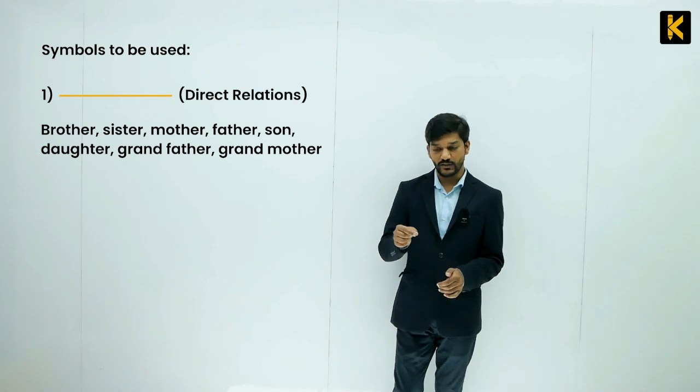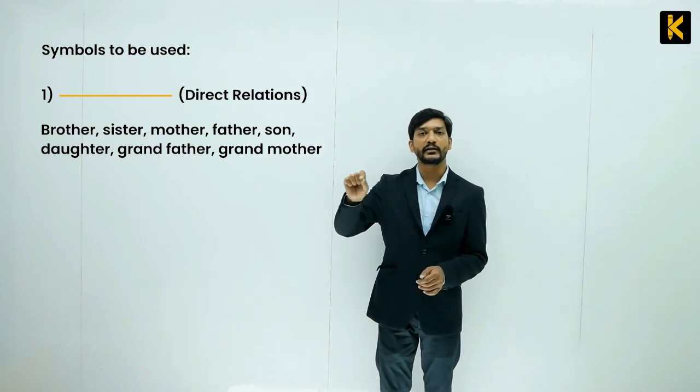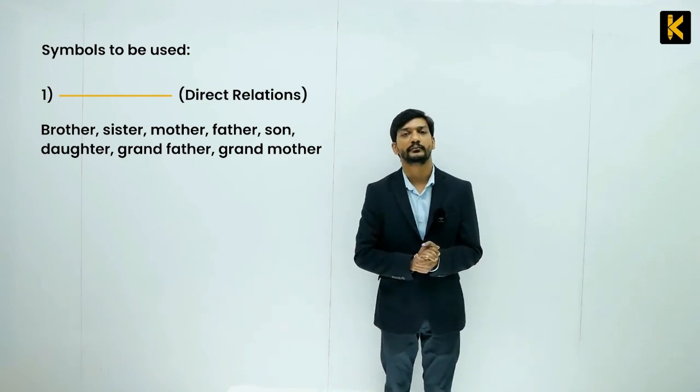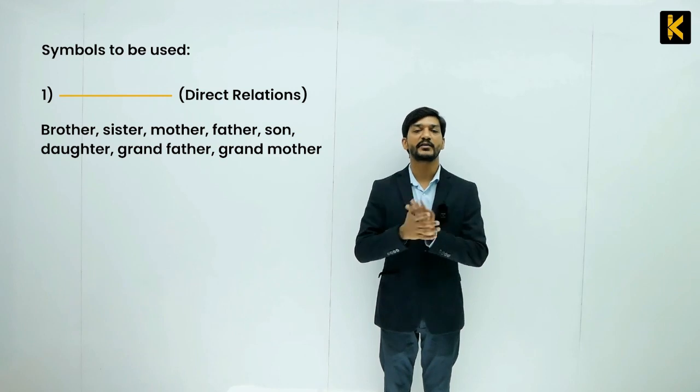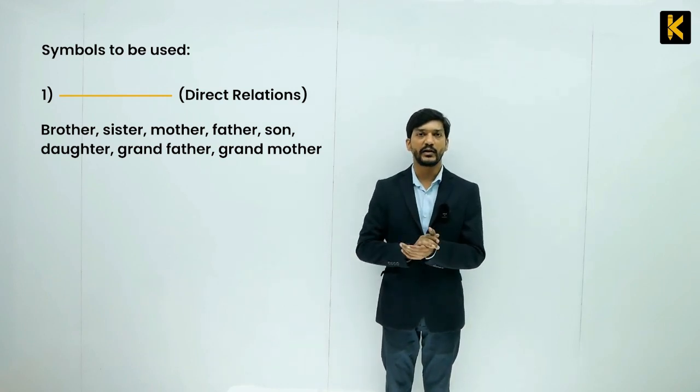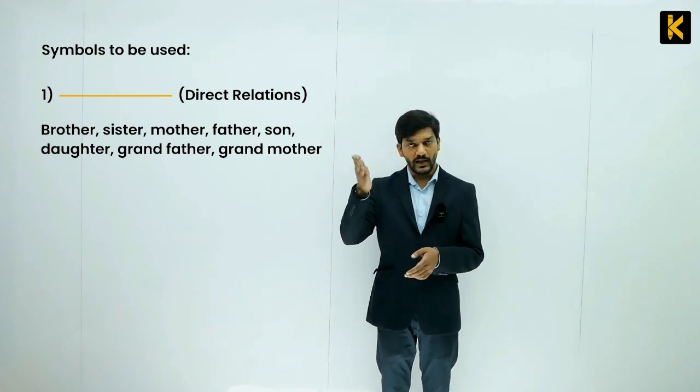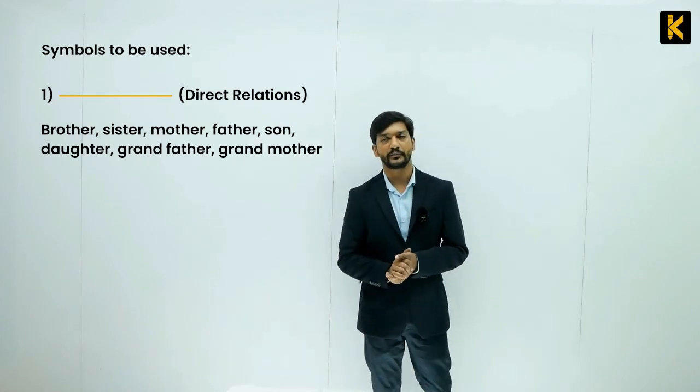The straight line, it is not like I will always draw it like this. I can draw like this also. I can draw vertically also. I can draw like this also. But yes, it will be a straight line. It can be in any direction, horizontal, vertical, or at an angle. In any way it can be drawn.